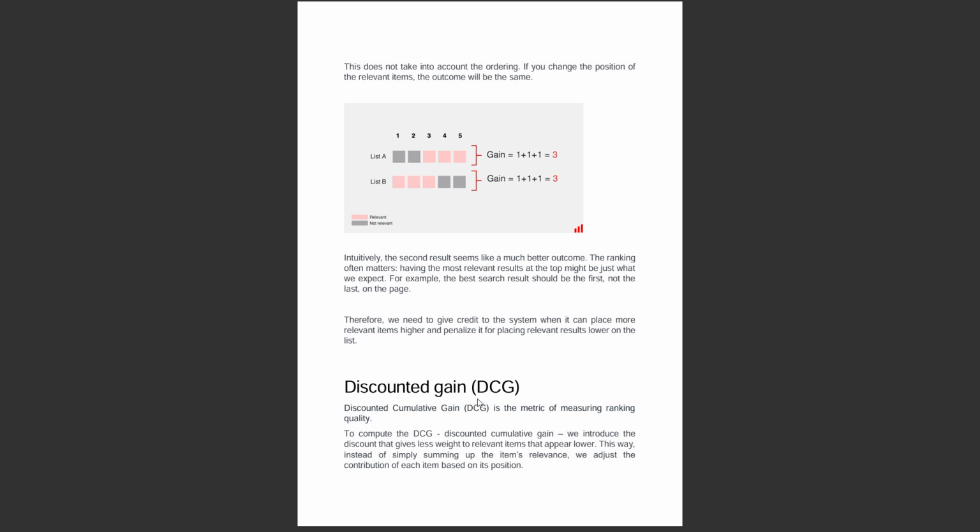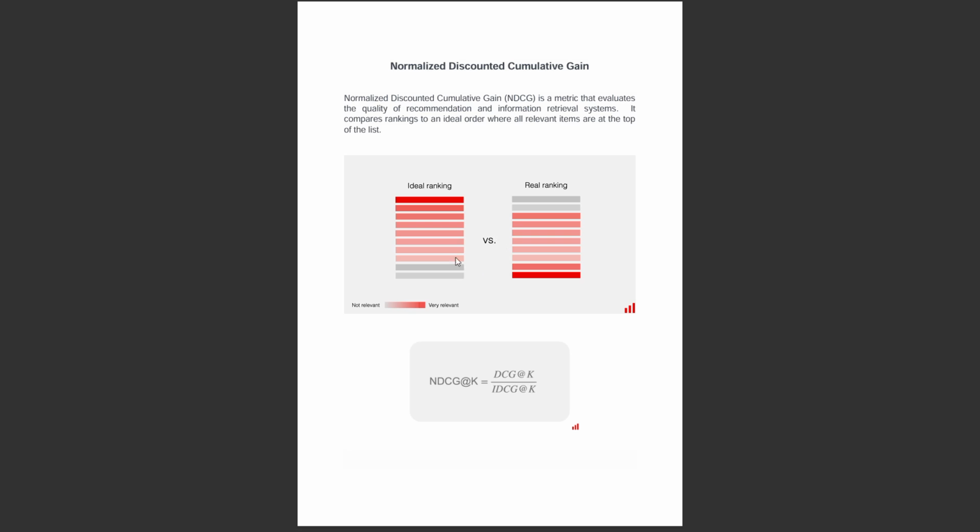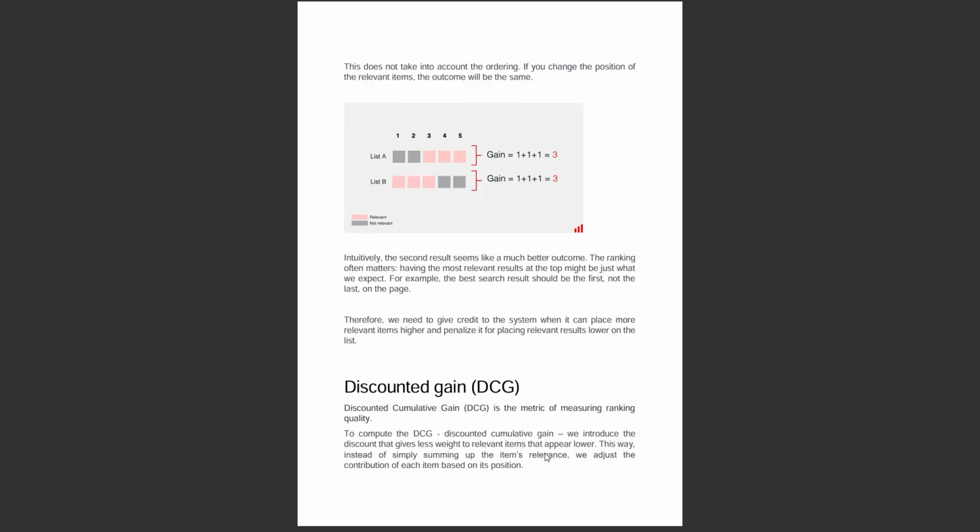Now, what is this DCG? We came across cumulative gain, and this is how we calculate it. But what about DCG, that is discounted cumulative gain? It is also a metric used for measuring ranking quality. In discounted cumulative gain, we introduce the discount, which gives less weight to relevant items that appear lower. As we saw in the idealized ranking and the real ranking comparison, the documents which appear at the last will get more discount. That is what we are saying here: the discount gives less weight to relevant items.